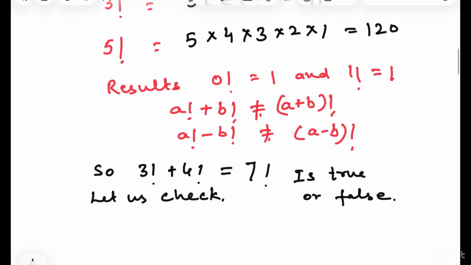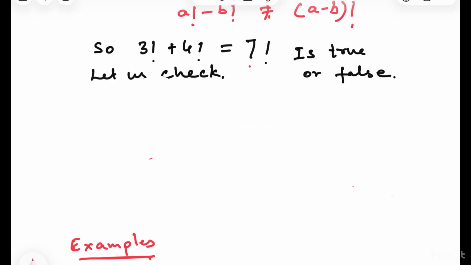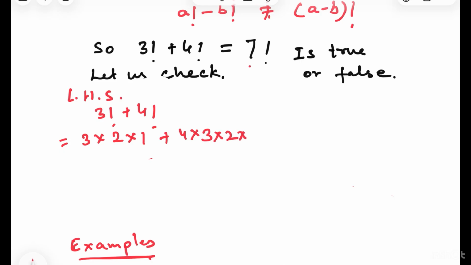So next let us check it. Check whether 3 factorial plus 4 factorial is equal to 7 factorial. So let us see what is LHS. LHS is 3 factorial plus 4 factorial. This is equal to 3 into 2 into 1 plus 4 into 3 into 2 into 1. So this comes out to be 6 plus 24. This is equal to 30.